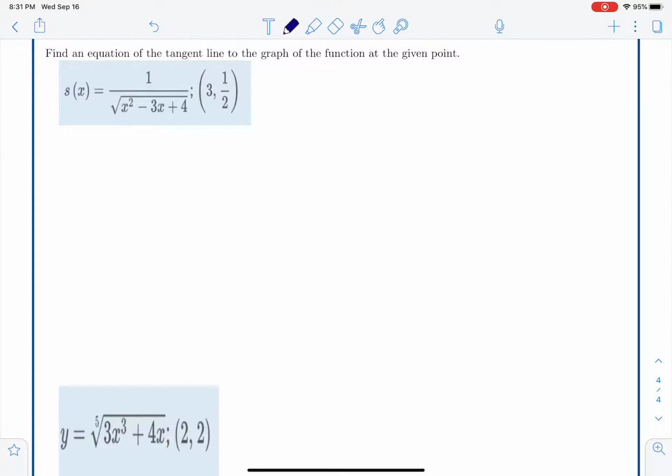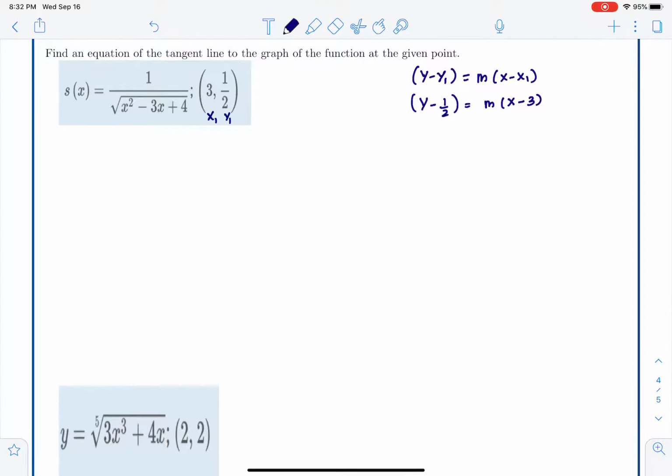So here we have a problem which uses chain rule as an application, where we're trying to find the equation of the tangent line to the graph of the function s of x at the point 3, 1 over 2. So we have a point, we know the point slope form y minus y1 equals m times x minus x1, y minus 1/2 equals m times x minus 3. All that is missing is m. How do we find m?